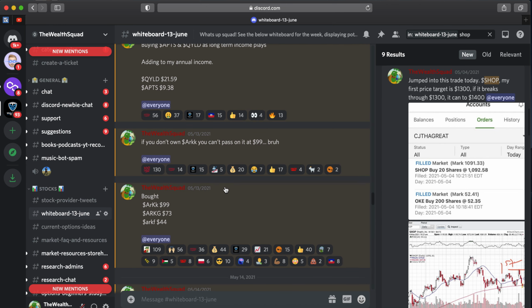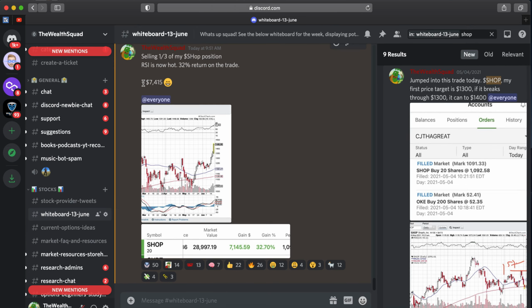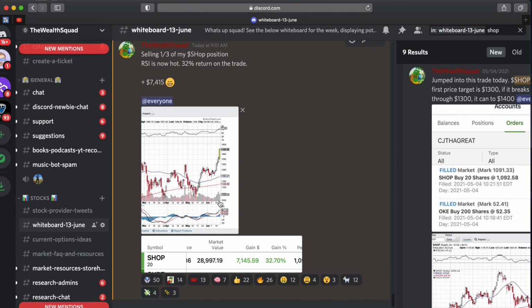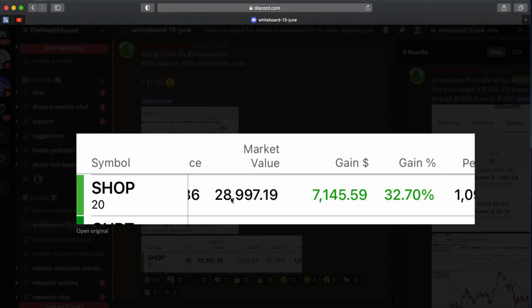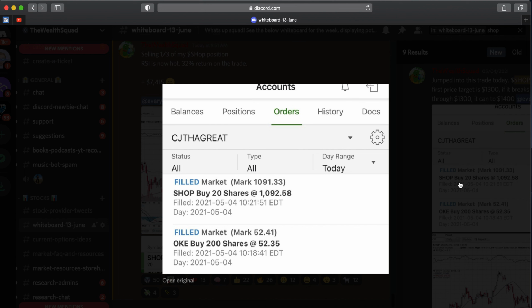I just posted this maybe about 30 minutes ago. I'm selling 1/3 of my Shop position. The RSI is hot, 32% return on the trade, plus $7,415. Here was my position. I bought 20 shares. Look over here to the right. I bought 20 shares for $1,092 on the 4th of May.